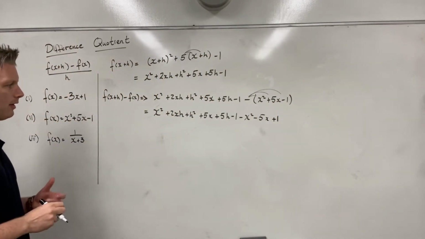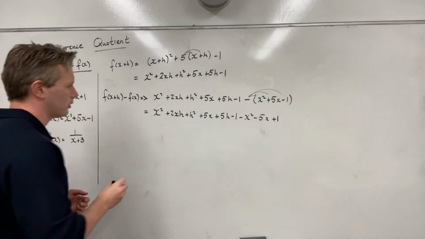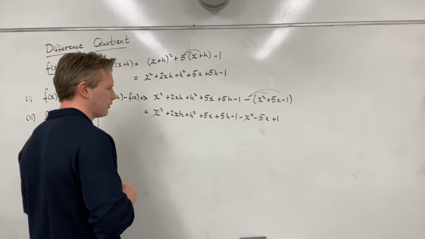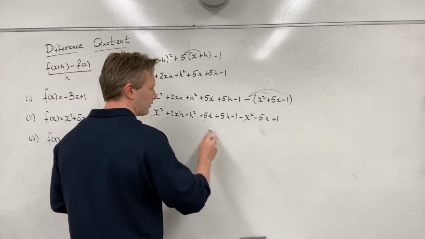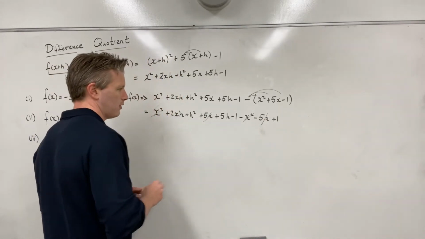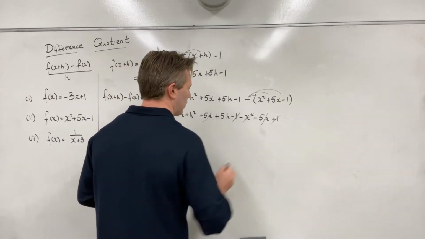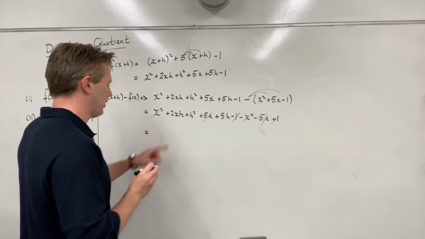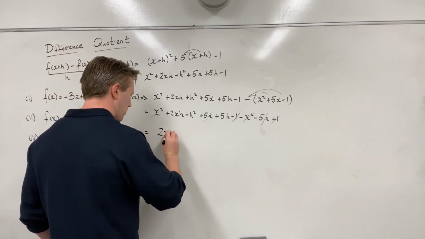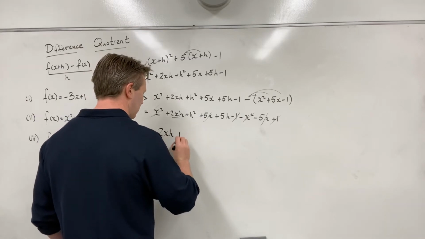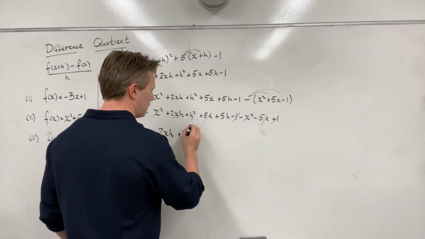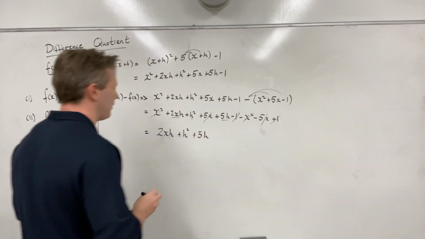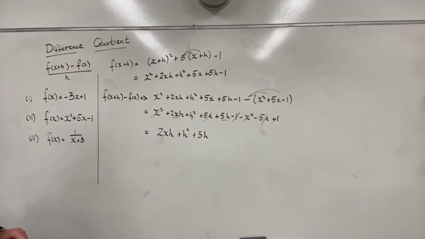Now let's see if anything will cancel for me. Can I combine my terms? Well, here I have an x squared, and here I have a negative x squared, so those will cancel. I have here 5x, and here negative 5x, they will cancel. And here I have minus 1 plus 1, they will cancel. And so I will be left with 2xh, plus h squared, plus 5h. And that's it. 2xh plus h squared plus 5h.